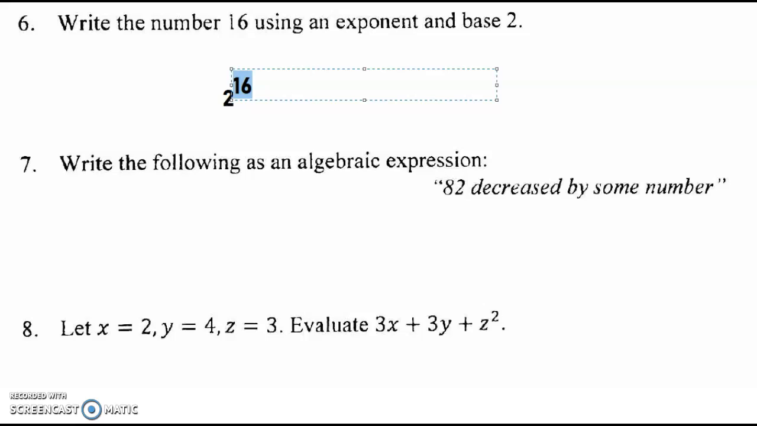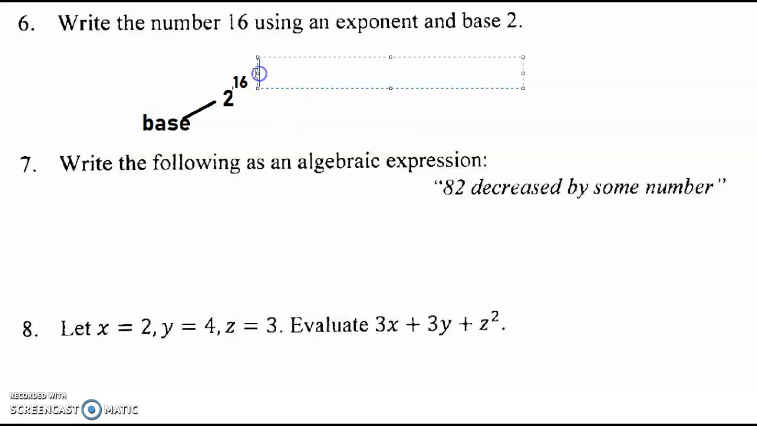Let me see if I can make this smaller, so you guys can see it and make it obvious. There we go. That's what that would look like. Remember that this right here is our base, and this small little number is our exponent. This is definitely going to be on your quiz tomorrow. Remember, this is your base, this is your exponent. The little small number is your exponent, your base is the big number.